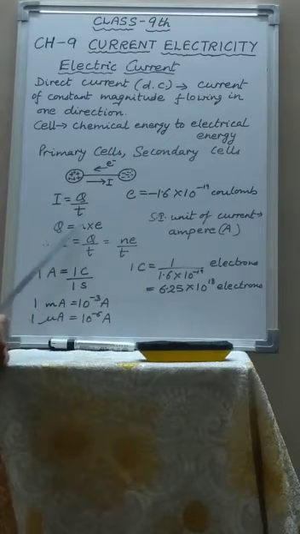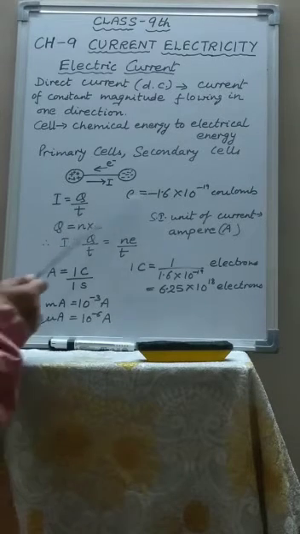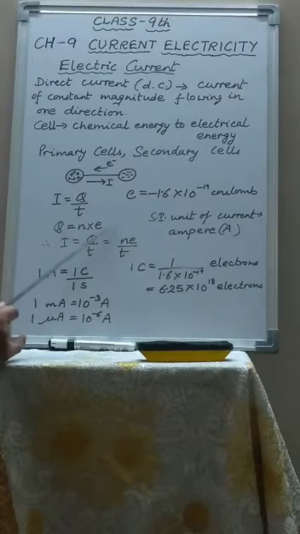So suppose n electrons are passing through the cross section in a certain time. So how much total charge will be passed? Q equals N into E, because E is the charge on one electron and n electrons are passing, so Q becomes Ne. So I is Q upon T, that means Ne upon T. So this formula also you can use while you are calculating the value of the current.